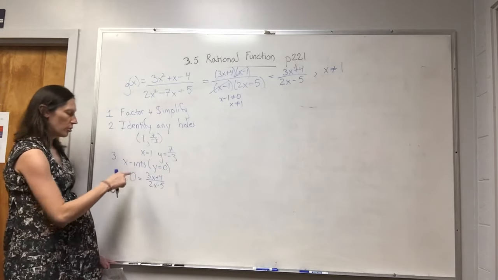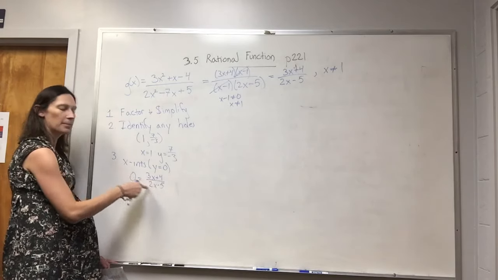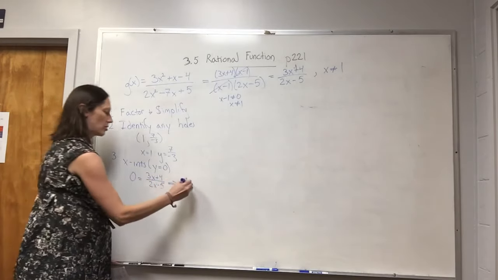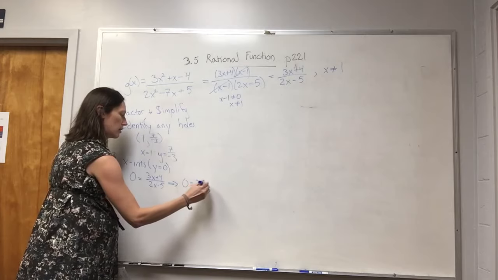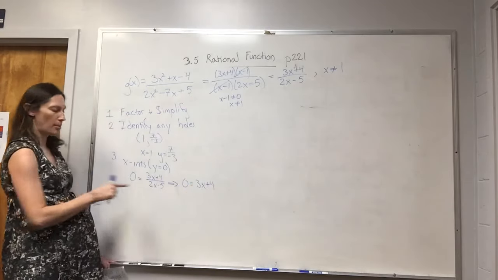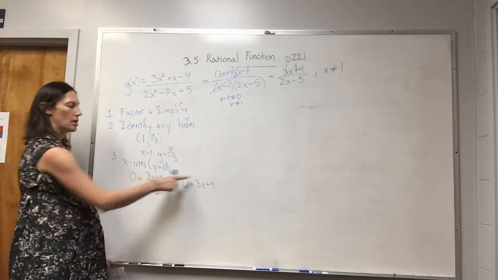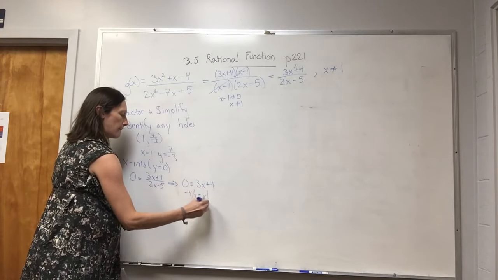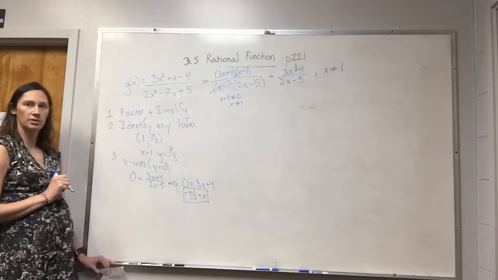Solving this, I could multiply both sides by the denominator. That's not hard work to do. 0 is powerful. He sucks up this denominator. 0 times anything is 0. So on the right-hand side, the denominator's gone. I multiply both sides by it. It's canceled. Then subtract 4, divide by 3. All right, there's my x-intercept.